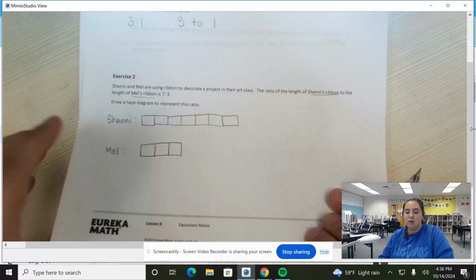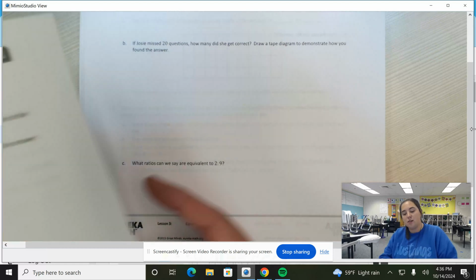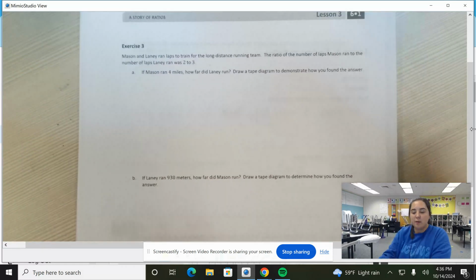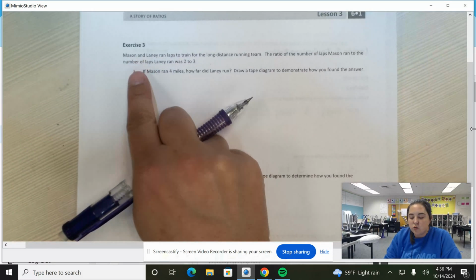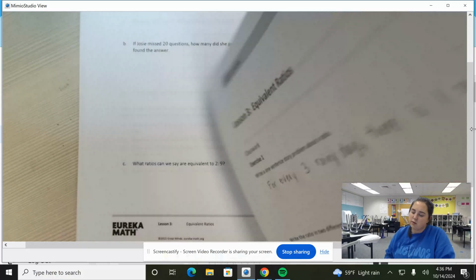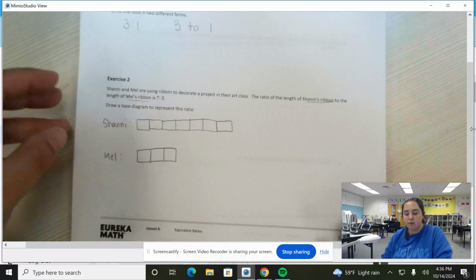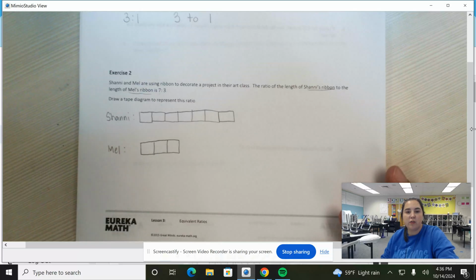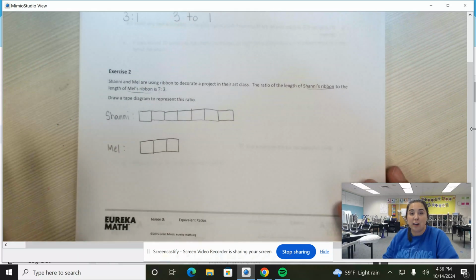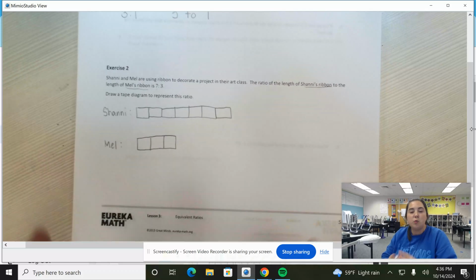Now, the second part of this, it's on the back side, which is kind of a bummer. But it says, Exercise 3. Oh, I thought we had to problem solve with that. I guess not. There's Shani's 7 to 3. Although, let's play around with this for just a second because I think it's going to help on the second one. So we have ribbon.